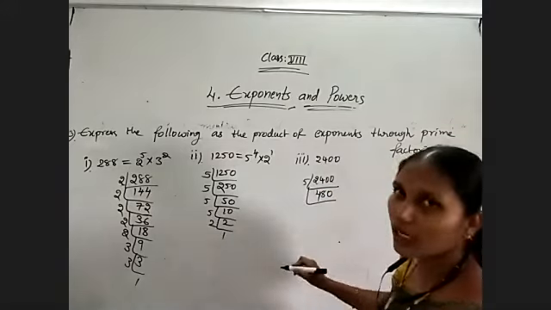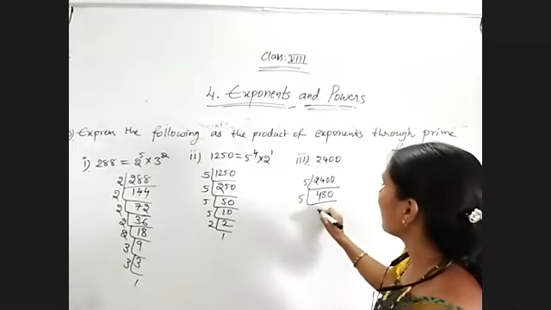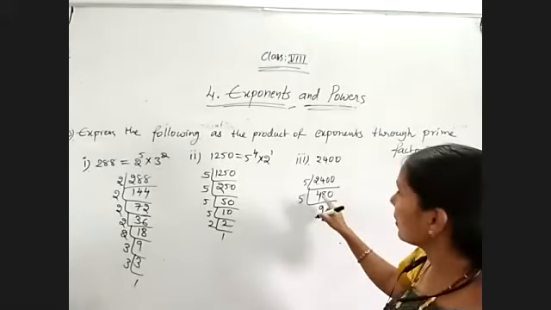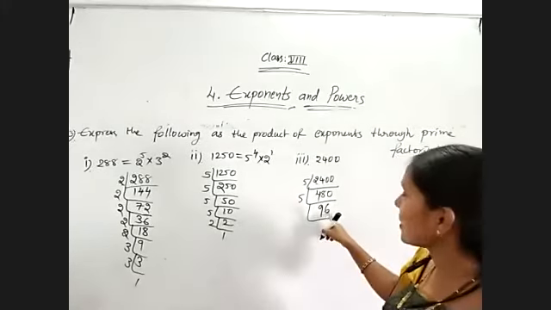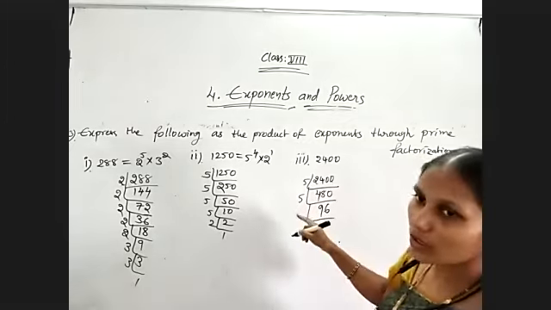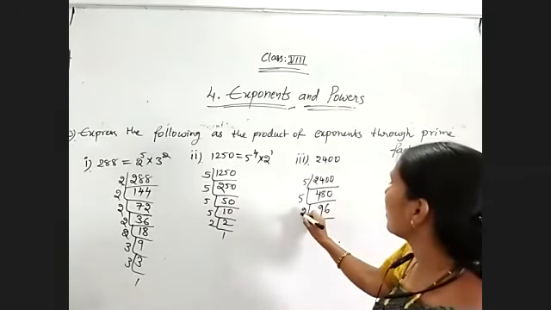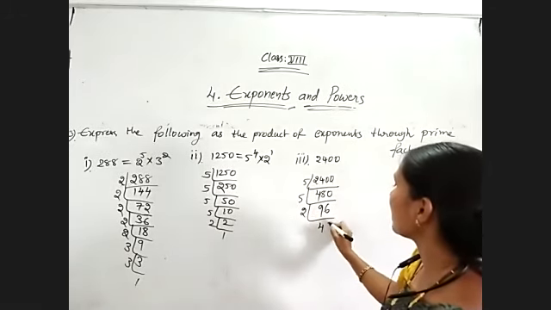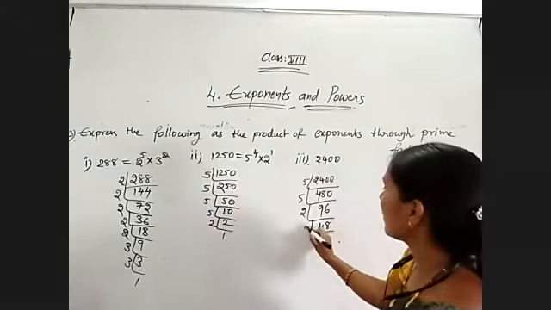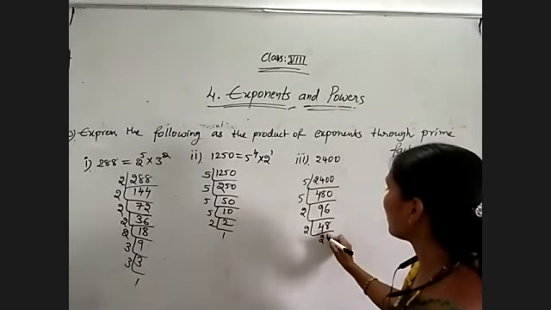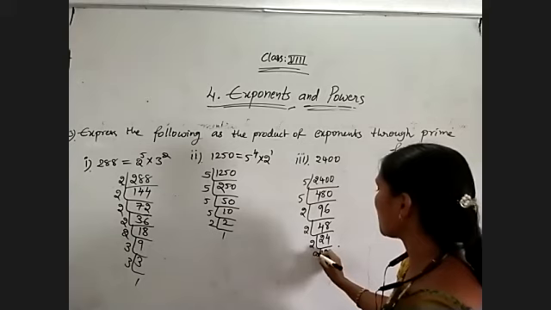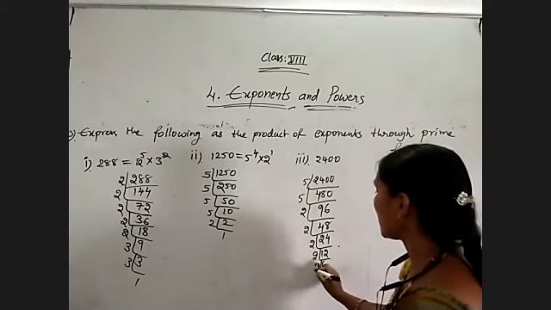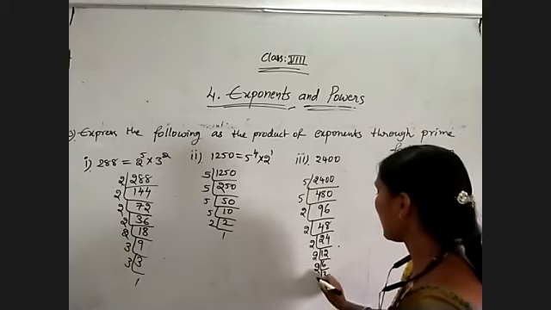Because of 0, again I can go through with the 5 table. 5 9s are 45, 5 6s are 30. Now the 5 table I can't take because the unit digit 6 is there. So I am going through with the 2 table. 2 4s are 8, 2 8s are 16, 2 2s are 4, 2 4s are 8, 2 12s are 24, 2 6s are 12, 2 3s are 6, and 3 1s are 3.